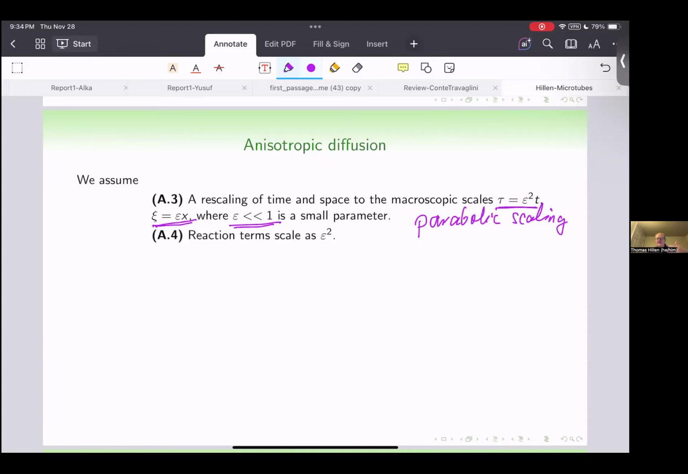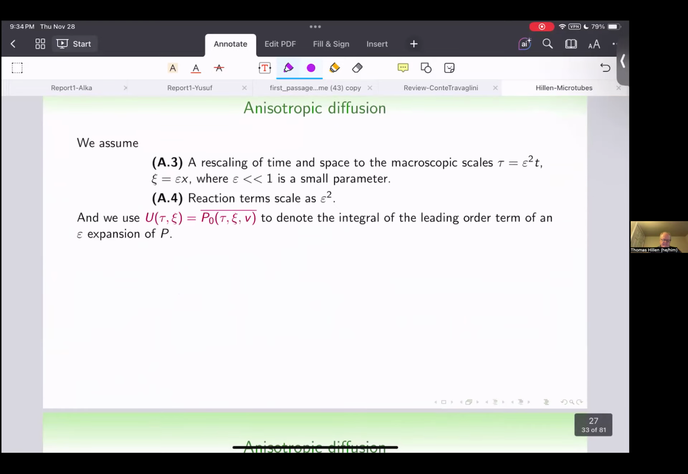Okay, and then you can formally do the scaling in your equations, and you get all kinds of epsilons, and then you do an expansion and look at leading order terms. And so this is what I do here. Yeah, so the leading order term is p0. And then it needs to be integrated over velocity space, so it's p0 bar. And now the symbol becomes a little bit cumbersome, so I just call it u. Okay, so u now is a leading order term in the parabolic limit scaling of the transport equation. Okay.